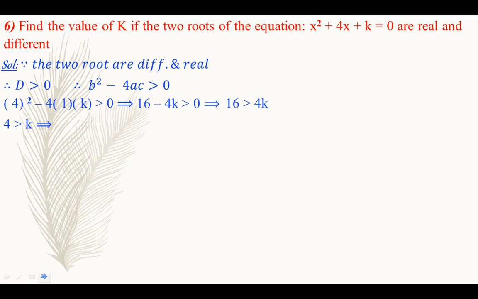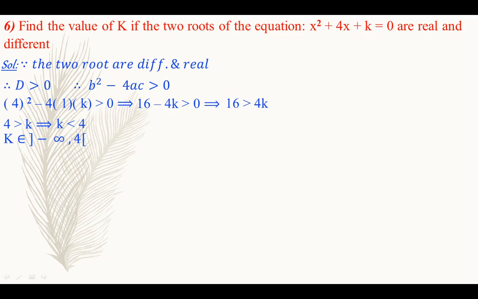Since 4 is bigger than k, that is to say that k is all the numbers which are smaller than 4. Here k is smaller than 4. So k is all the numbers which are smaller than 4. So we can write it as an interval. K is all the values which are smaller than 4. So k belongs to the interval from negative infinity to 4.